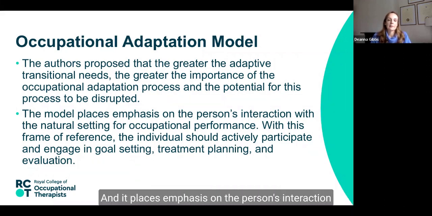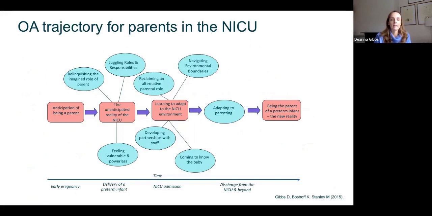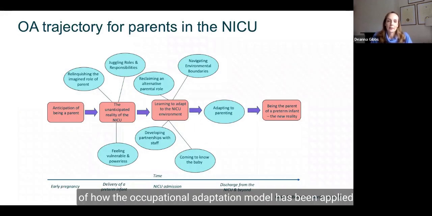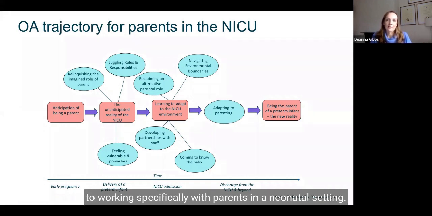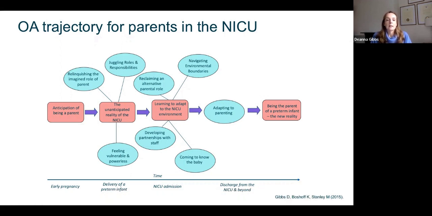And it places emphasis on the person's interaction within the natural setting for occupational performance. And again, like the others, really centralises the importance of placing the individual at the centre of goal setting, treatment planning and evaluation. So I just wanted to share briefly an example of how the occupational adaptation model has been applied to working specifically with parents in a neonatal setting. And if you wish to read more detail about this, the reference is included at the end.